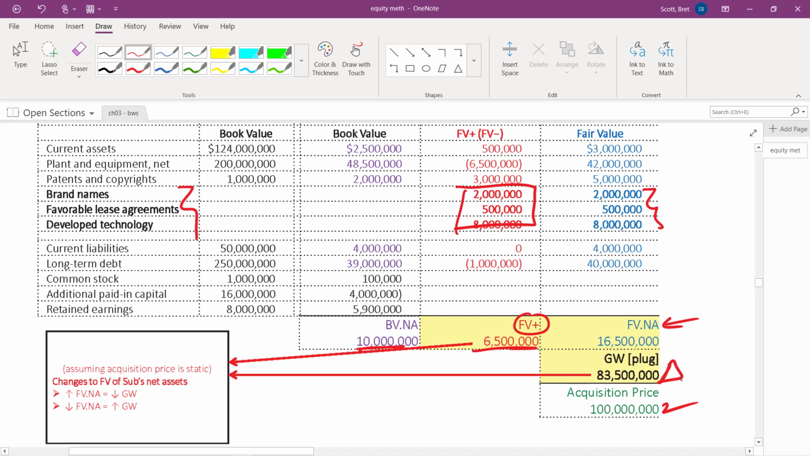We have to change the goodwill in this case. So over here on the side, I just gave you sort of pointers. Assuming the acquisition price is static, if we do our analysis and we turn out to find some unidentified intangible assets that increases the overall fair value of the net assets of the company, that's going to result in pinching away goodwill. So any type of increase or adjustment in the fair value of the company is going to pinch away the goodwill.